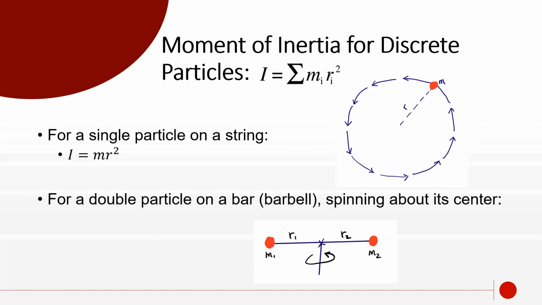Let's look at a second system, which consists of two spherical masses, M1 and M2, connected by a light rod. This body is called a dumbbell or barbell. The axis of rotation is normal to the center of the system, and the system is rotating counterclockwise. M1 is a distance R1 from the axis of rotation, and M2 is a distance R2 from the axis of rotation. For this system, the moment of inertia would be I equals M1 R1 squared plus M2 R2 squared.